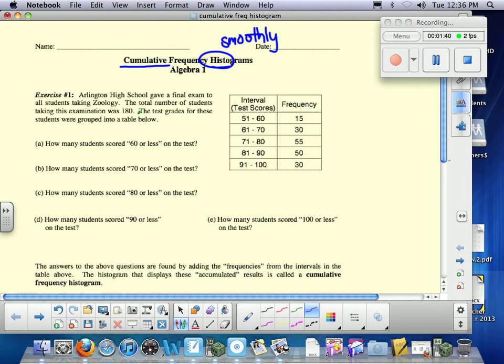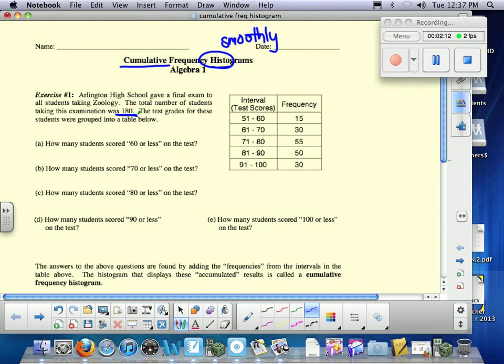These are final exam scores for a zoology class, which I think would be a pretty cool class to take and teach. But anyway, there were 180 students that took this test, so they must have several sections of zoology. Here's our frequency table. Does anyone have any questions on the table? Great. Letter A. How many students scored a 60 or less on the test?